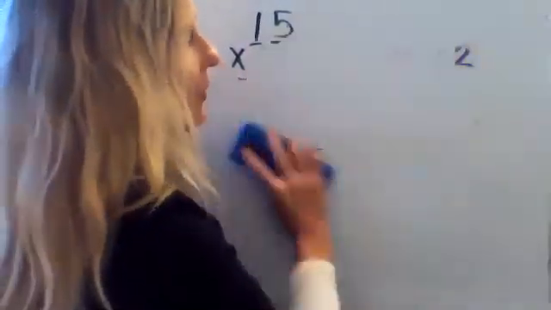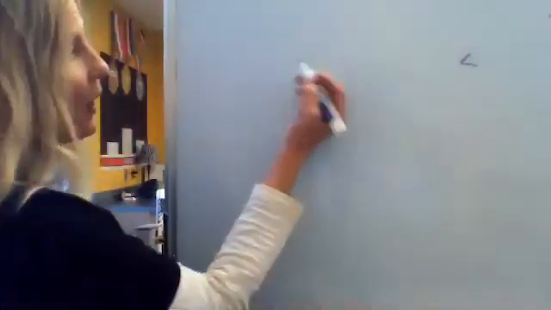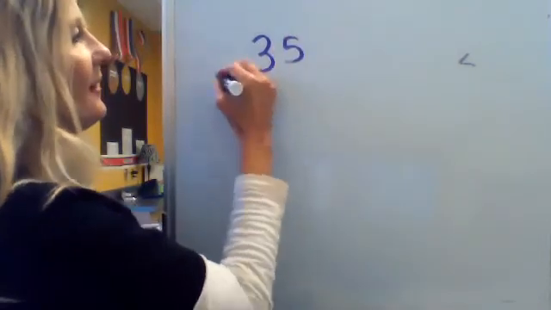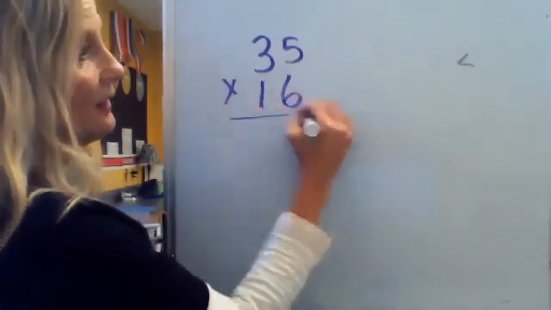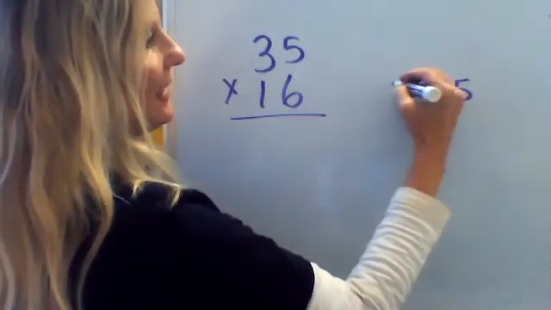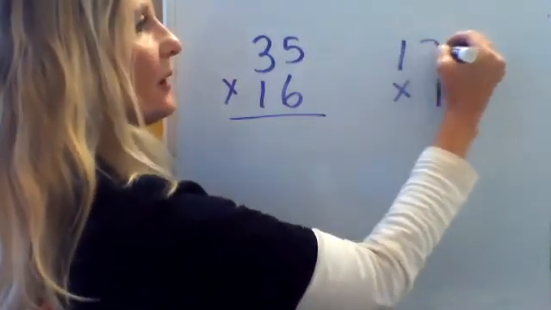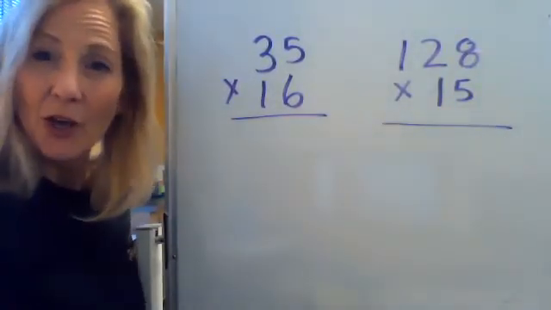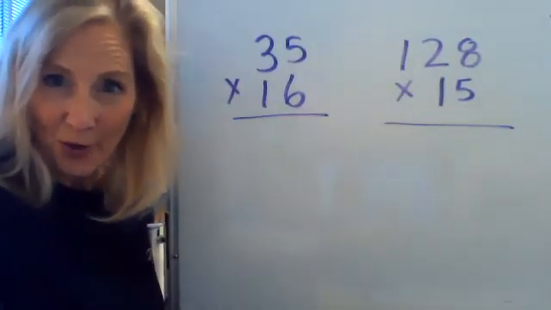So I want you to pause the video now and try these two using partial products. Let's just do 35 times 16. Try that with partial products. And let's also try 15 times 128. How about that? Try those two using the partial products method.